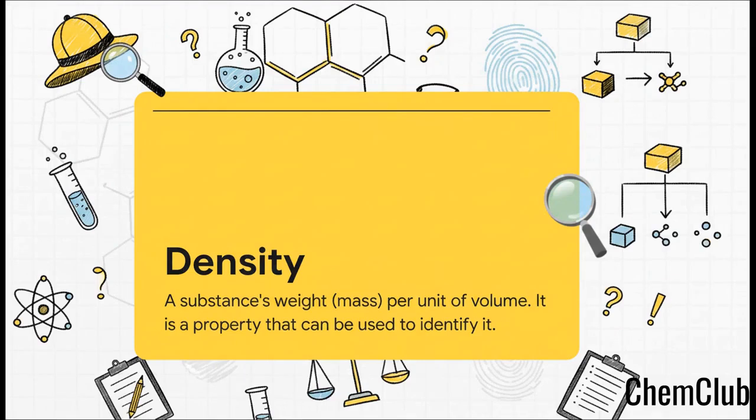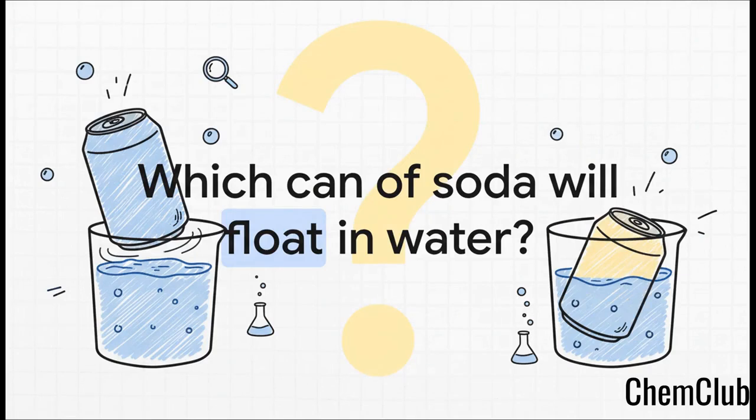Let's zero in on one of the most useful fingerprints out there, density. It sounds technical, but it's really just a measure of how much stuff, that's the mass, is crammed into a certain amount of space or volume. If you know those two things, you can calculate its density, and that is a key piece of its identity. Okay, but how does this actually help us in the real world? Let's try a little pop quiz. You've got 2 cans of soda, regular and diet. They look exactly the same, but I'm telling you, one of them will sink in water and the other one will float. So which one is which, and more importantly, why?